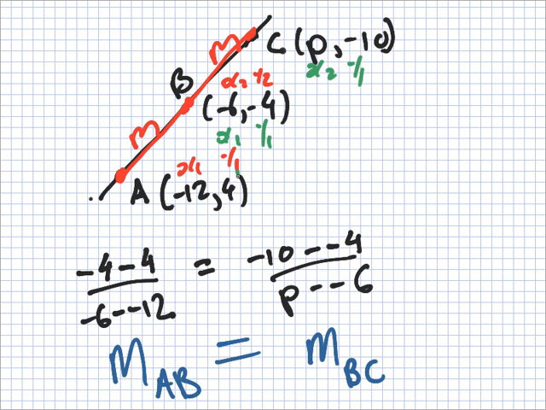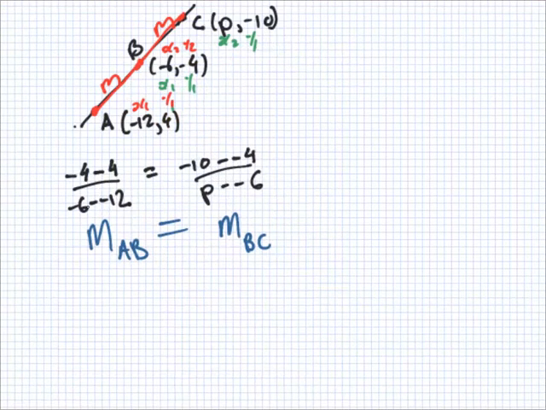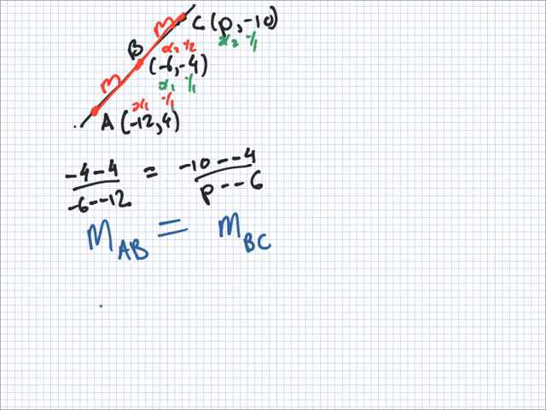Yeah. So if I scroll down, -4 minus 4 is -8. -6 minus -12 is 6. And that's -10 plus 4 over p plus 6.